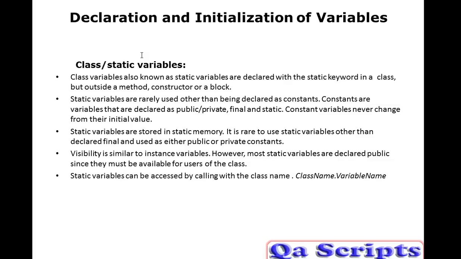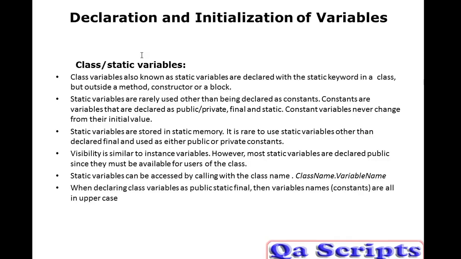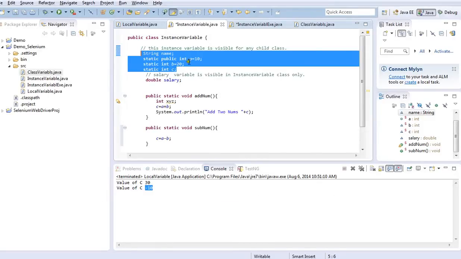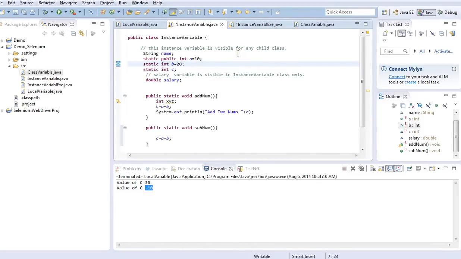Static variables can be accessed by calling them with the class name. Let us see with an example. When declaring class variables as public, static, final, the variable names, that is constants, are all in uppercase. Okay, let us look at the example of static variables.